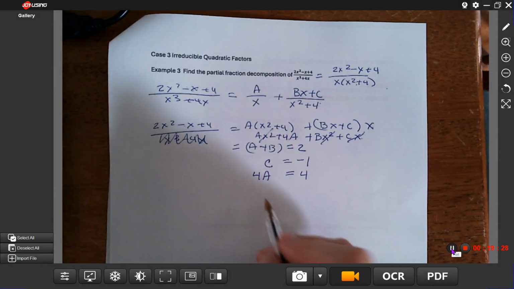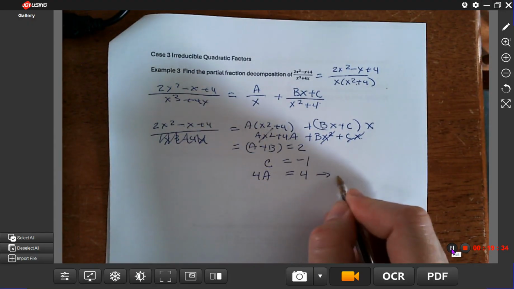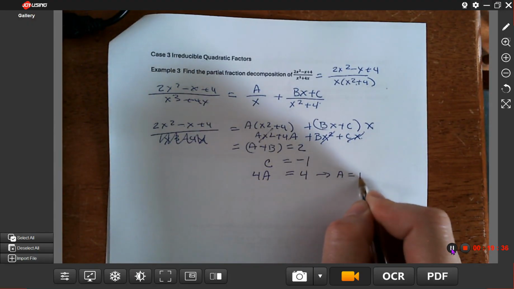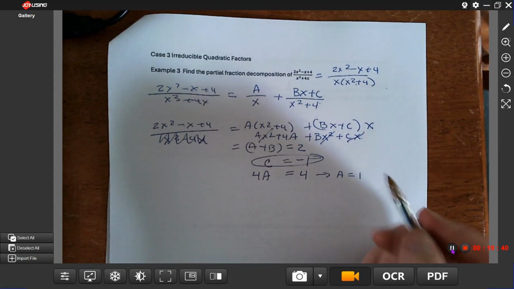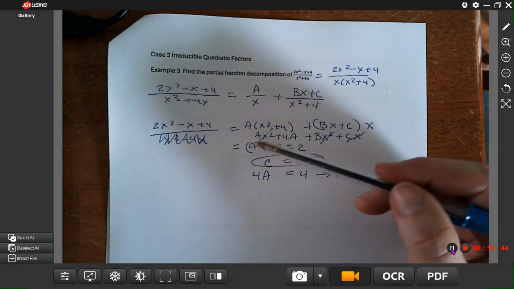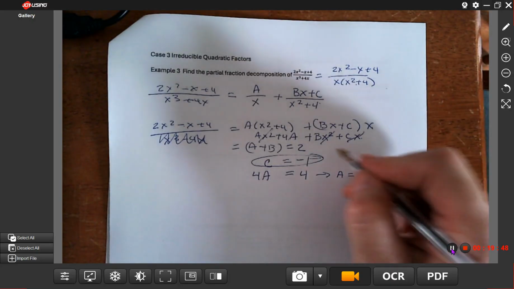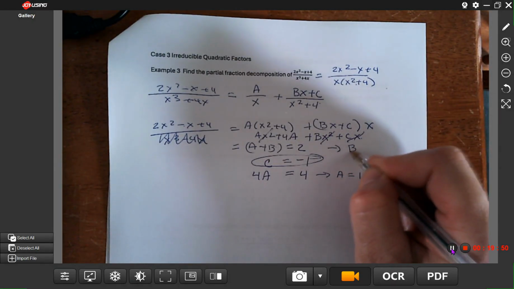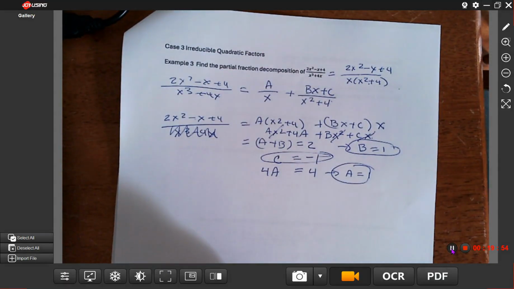So you could write a matrix and solve this, and that would be fine. But this is actually super simple to solve. 4a equals 4 tells me a equals 1. C equals -1 is clearly already solved. And then you can go 1 plus b equals 2. So that tells me that b equals 1. All right, so our system is solved.